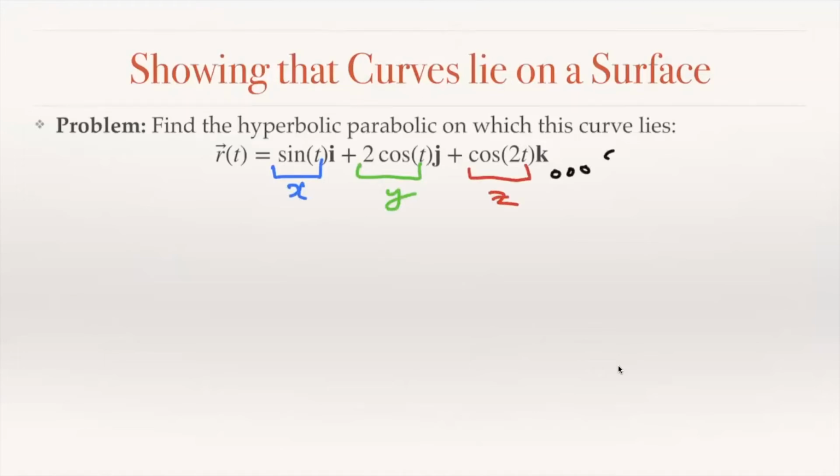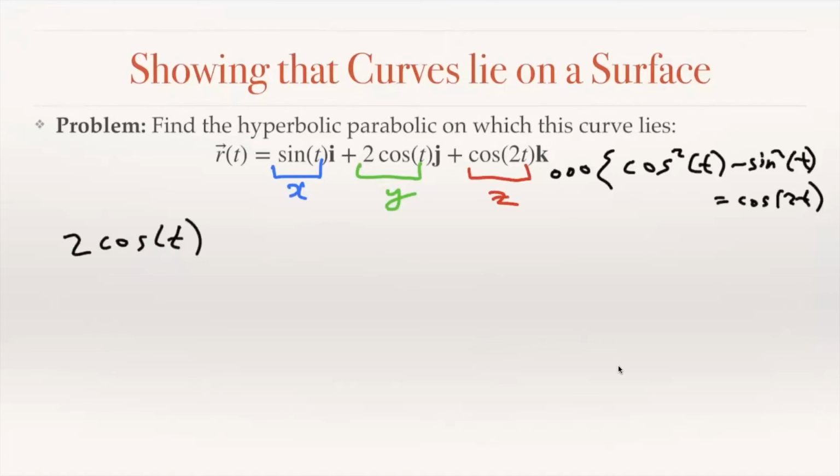Okay, so what we wanted was a cosine squared minus a sine squared, because we know that that's cosine of 2t. So let's take our y, which is the 2 cosine t, and square that. If we square that, we'll have a 4. So let's stick a 2 here by the sine t. When we square it, we'll have a 4 again. And we want to subtract. So let's subtract 2 times sine t.